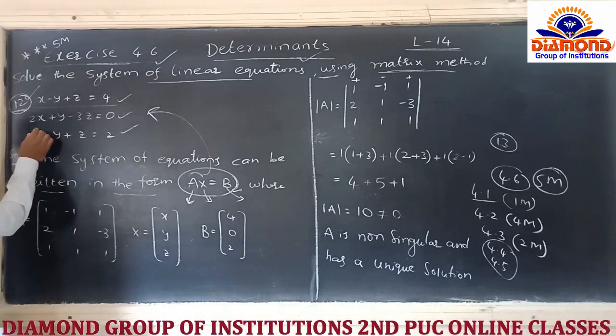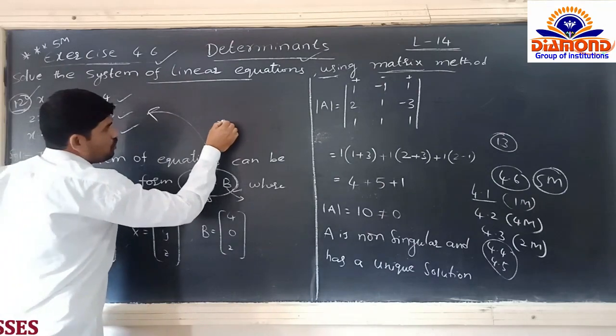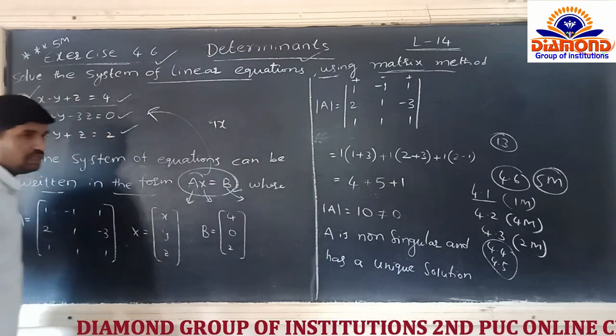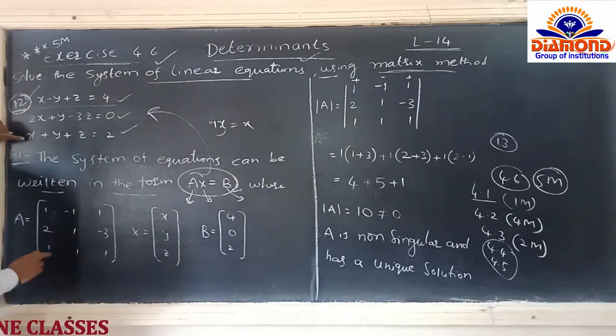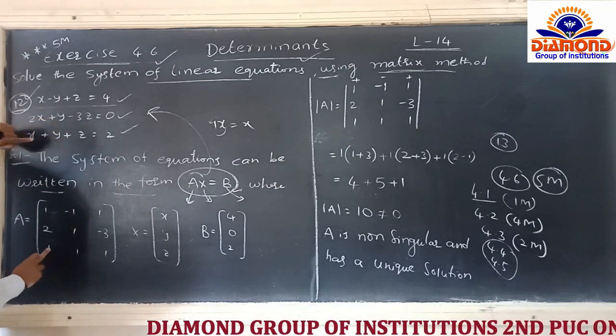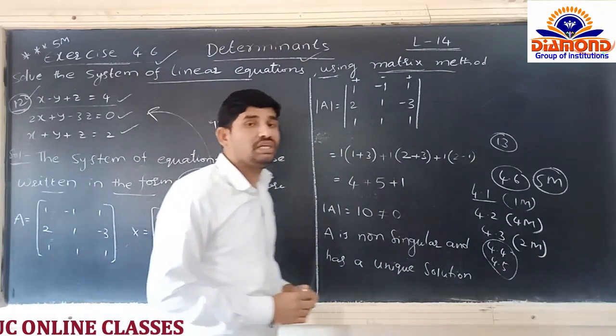In the first row, x has no constant in front of it, so we put 1, because 1 into x is again x. That's why in the last row we write 1 into x, 1 into y, 1 into z: that's 1, 1, 1. This is the matrix A we are writing here.